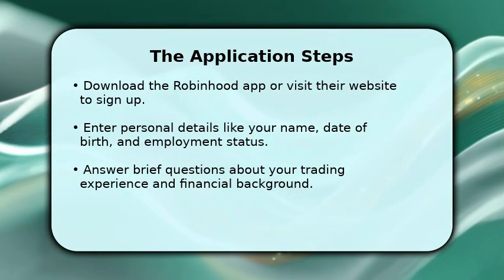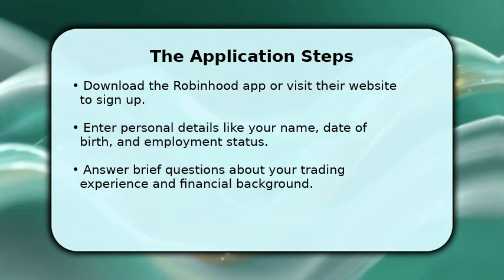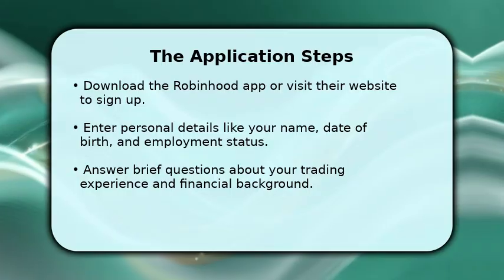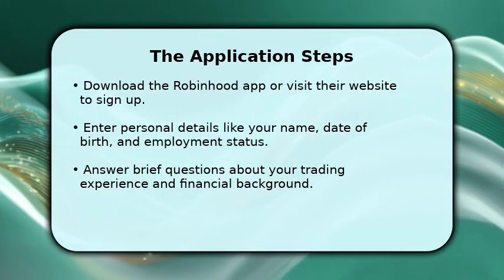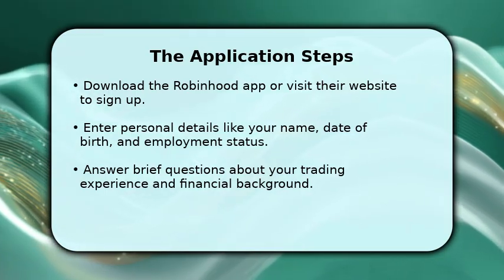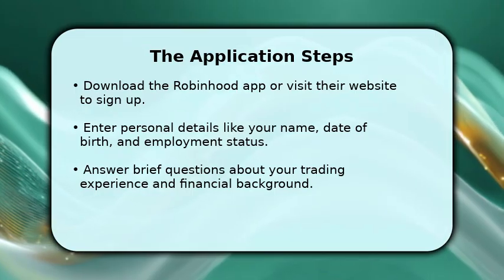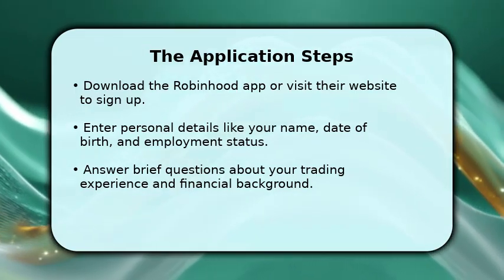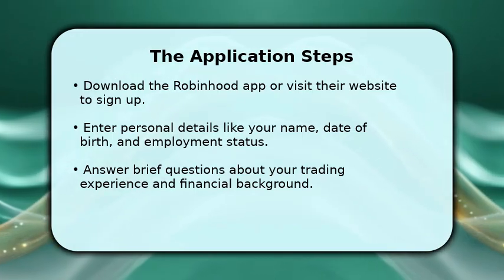Once you meet the initial requirements, the application process is straightforward. Begin by downloading the Robinhood app or heading to their website to sign up. You'll then be prompted to enter your personal details, including your full name, date of birth, and employment status. You will also answer a few short questions about your trading experience and financial background. This helps Robinhood understand your investment profile.